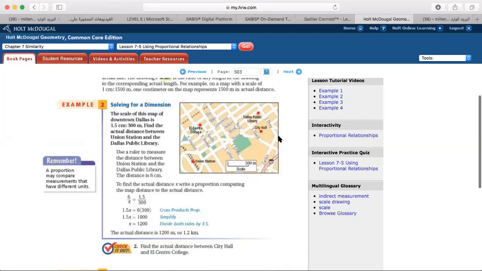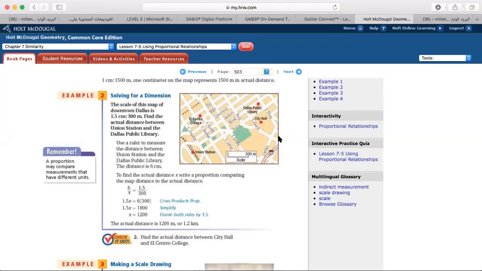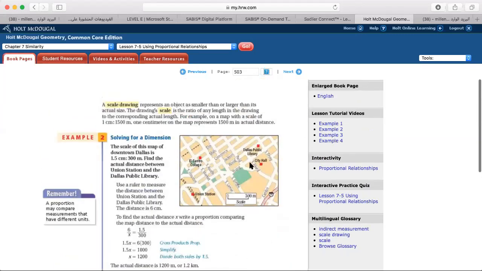Okay, girls, so as you know, maps are so important in our life, so you have to know how to use them, how to use the scale, how to apply it and how to find it. So you can also do an extra exercise to measure the distance between, for example, Dallas Public Library and City Hall, and also the Dallas Public Library and El Centro College. It is so easy and so interesting and different than the other stuff that we learned before.